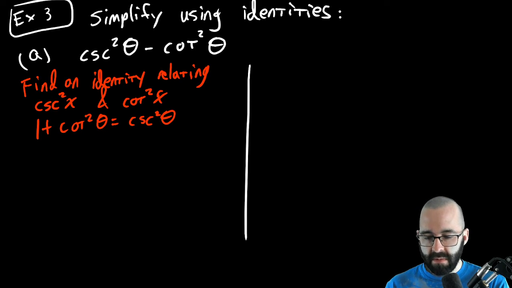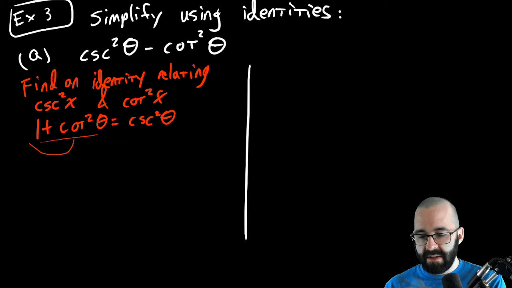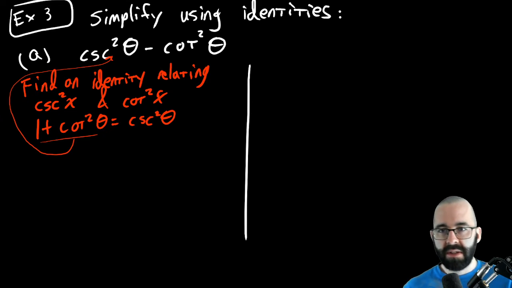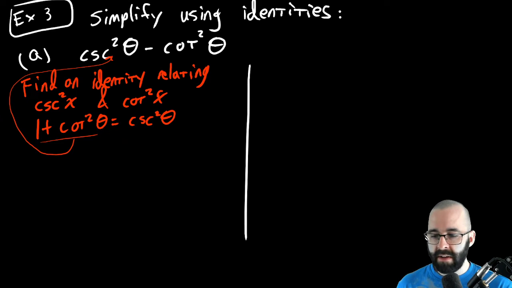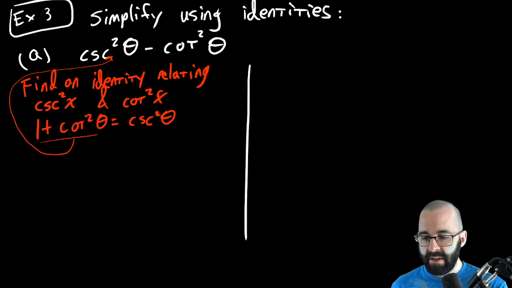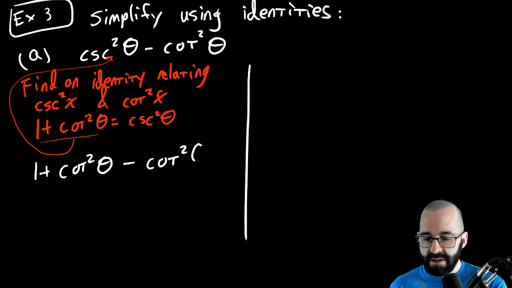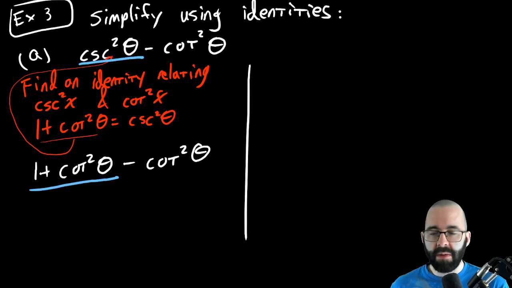So what we can do is substitute. This is equal to cosecant squared, so you can substitute that, right? Cosecant squared is 1 plus cotangent squared. And you still have the minus cotangent squared as before, right? This blue thing is the same as that blue thing because of the identity.